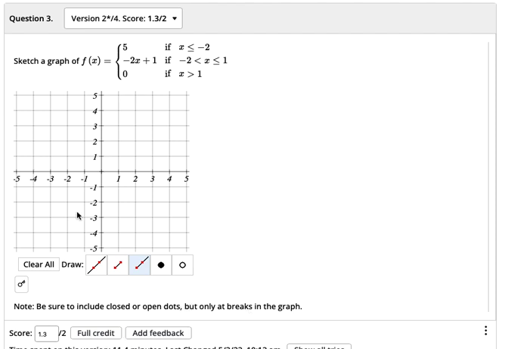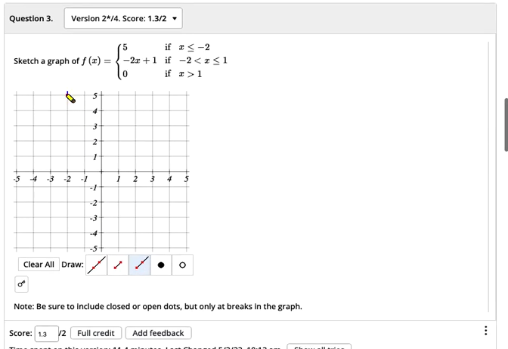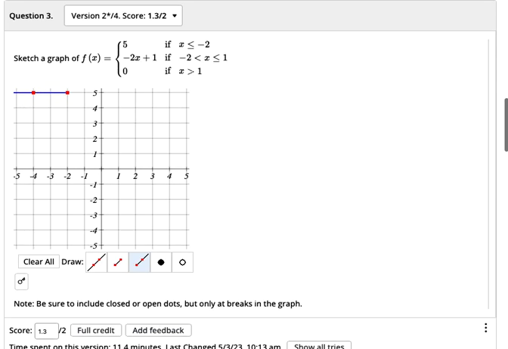So for this first part, we want to graph y equals 5, which is a horizontal line through 5, but only for x values that are less than or equal to -2. So that one's going to be this ray where it has one endpoint and then goes forever the other direction. And we're going to start at -2 and then just have that going off to -infinity.